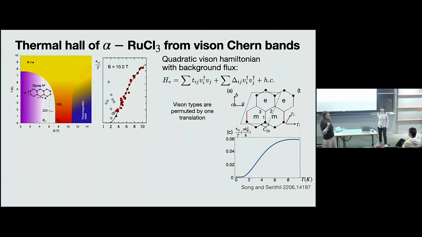One last one. Hi, thanks for the nice talk. Just a simple question. Do you have some idea how the parameters T or delta are related to microscopic parameters of the spin model? Yeah, that's a very good question.